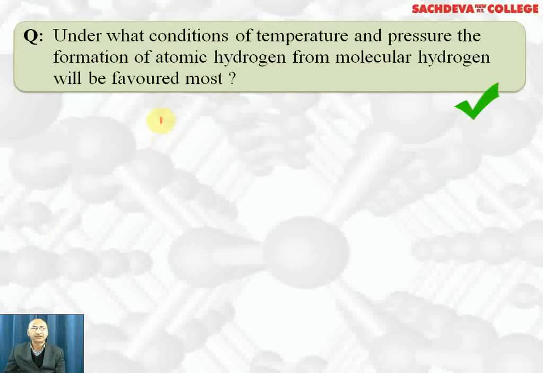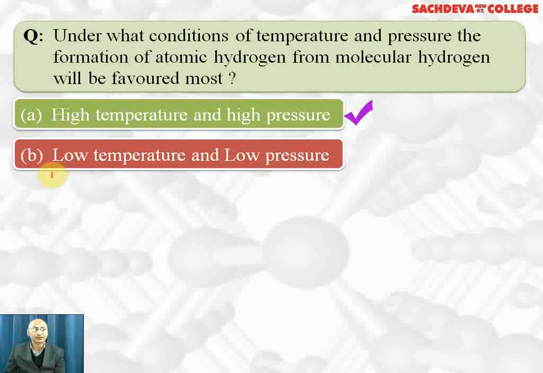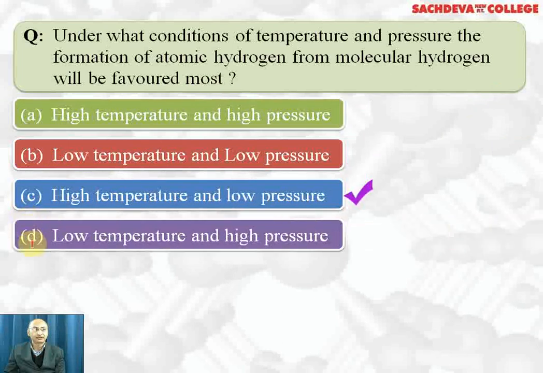Under what conditions of temperature and pressure will the formation of atomic hydrogen from molecular hydrogen be favored most? High temperature and high pressure, low temperature and low pressure, high temperature and low pressure, low temperature and high pressure. Correct answer is C part, high temperature and low pressure.